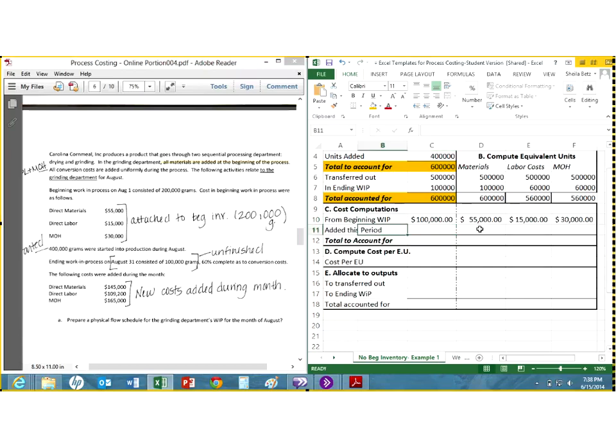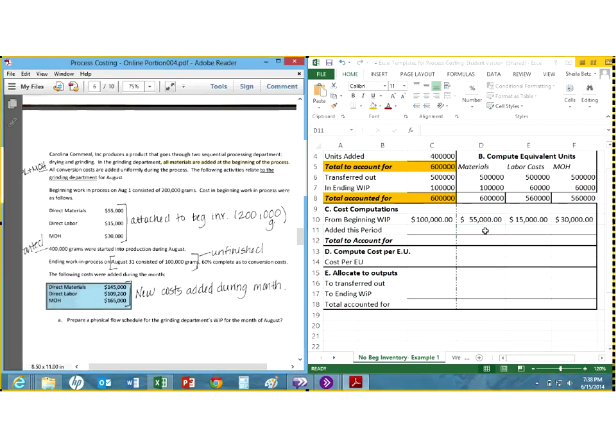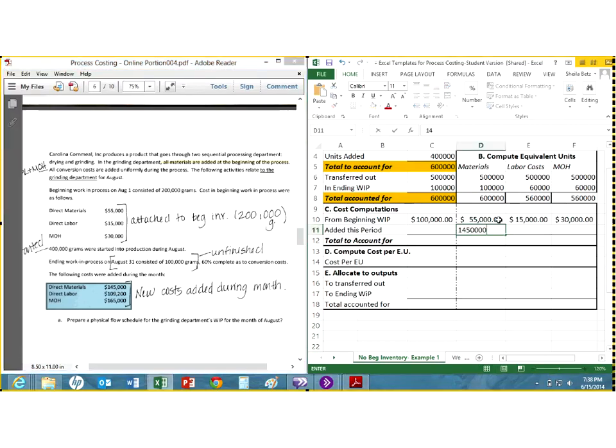Then we want to throw in the dollar amounts that we added this period. If I look down here, we added $145,000 of direct materials. Then we added $109,200 of direct labor. And then we added $165,000 of overhead cost. Now if I total this up, the total dollar amount that we added this period was $419,200.